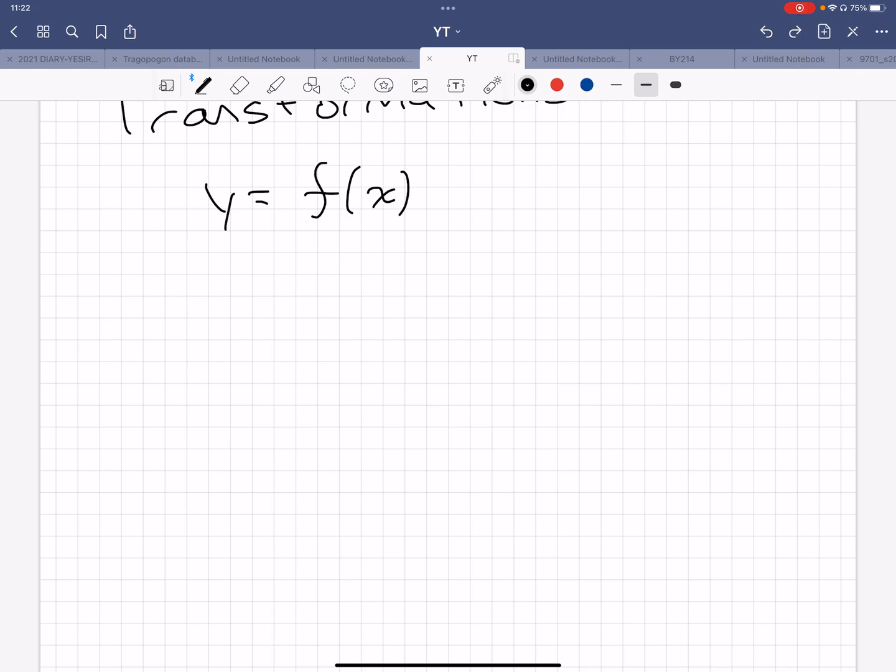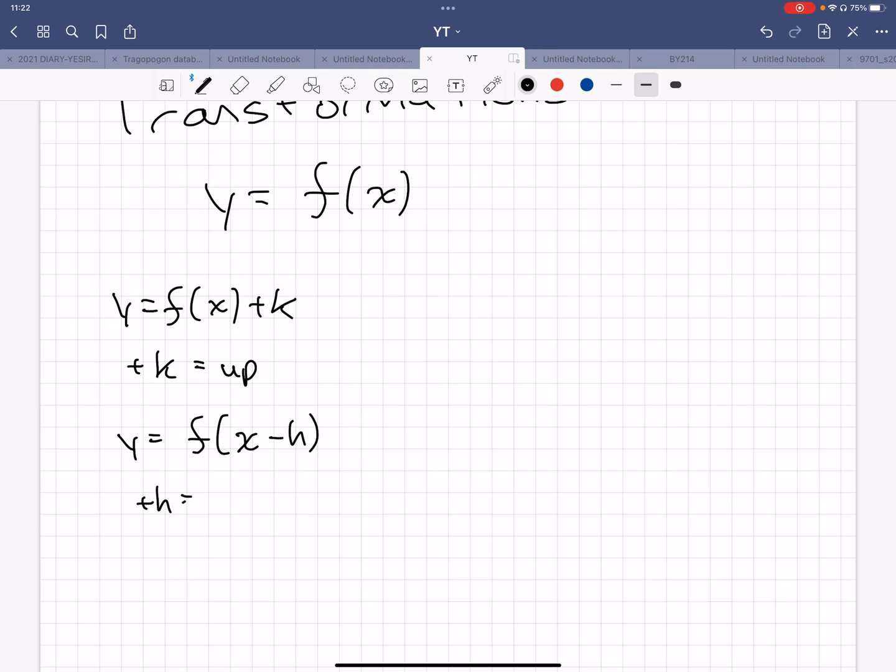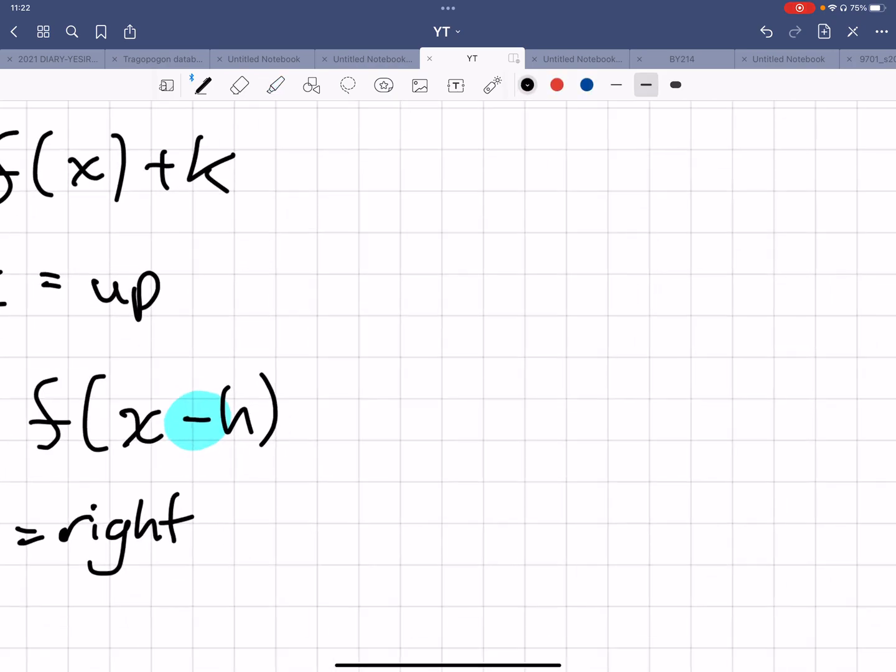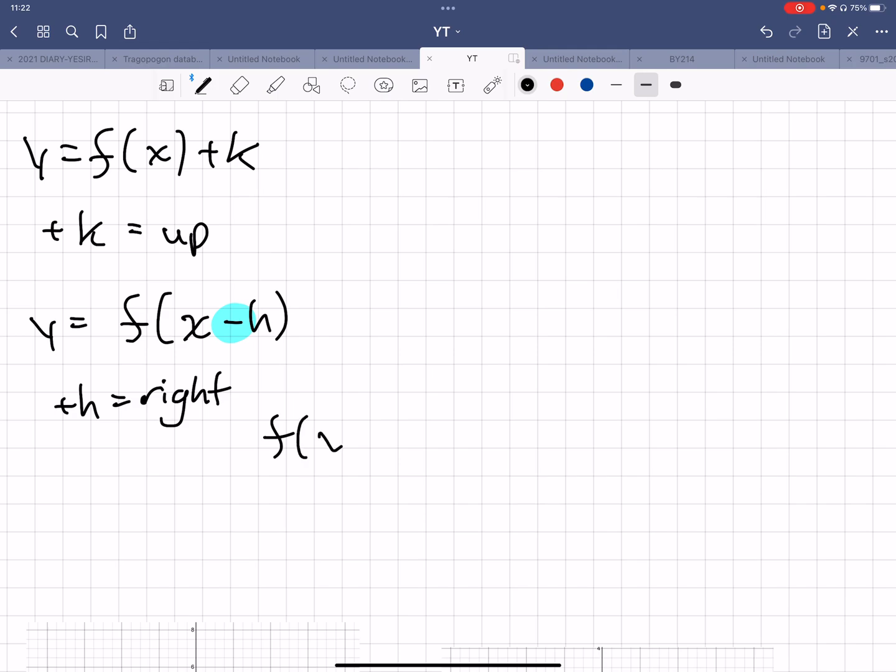So for translations, we have y equals f of x plus k, where a positive value for k is up. And then for a horizontal shift, we can have f of x minus h plus k, where a positive value for h is to the right. So notice how there's a negative in front of that h. Make sure you watch out for this. So let's say we had f of x plus 3. This means h equals negative 3, so this is a 3 left shift.